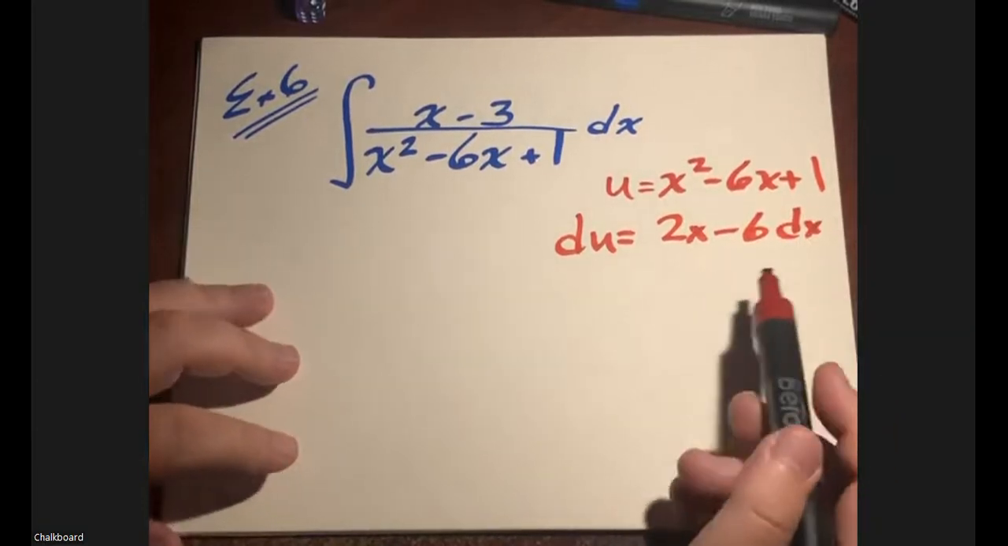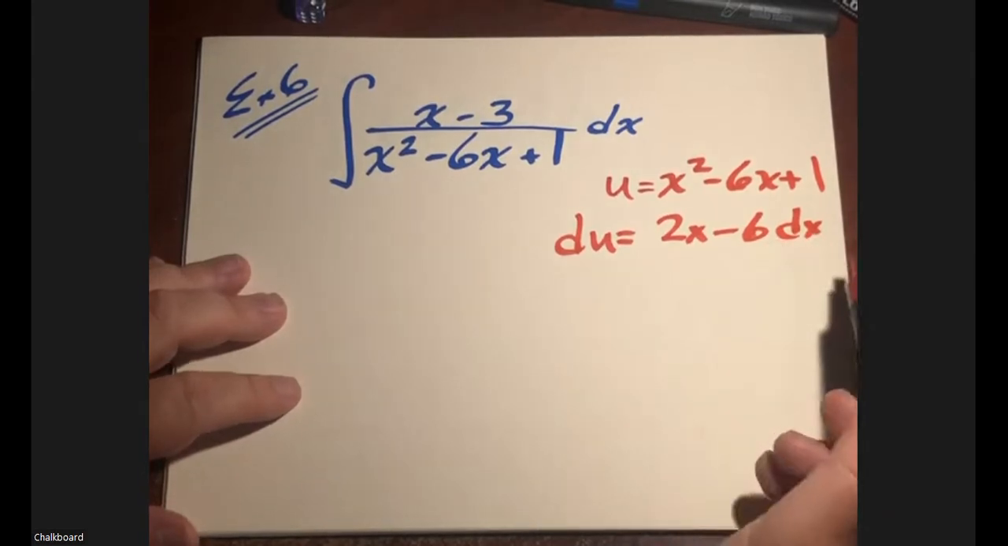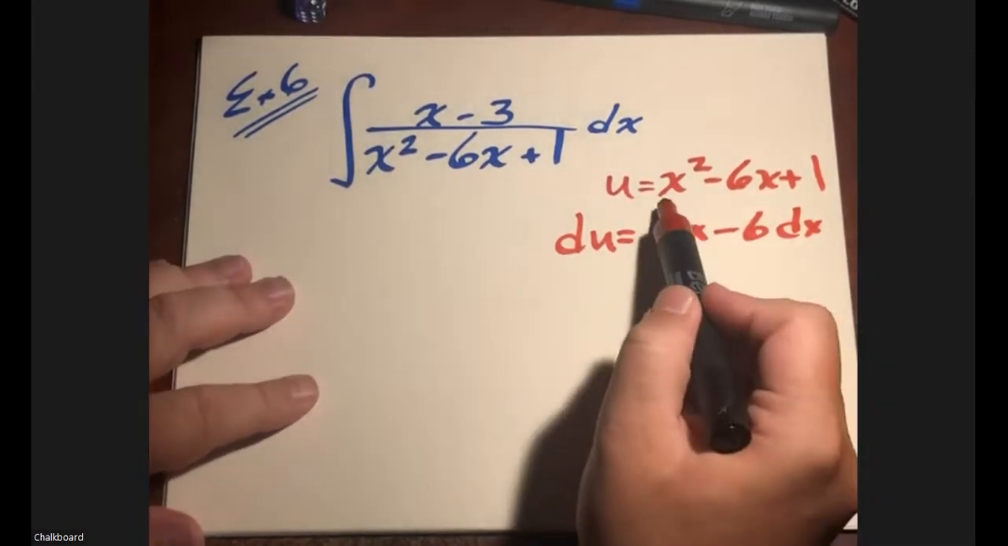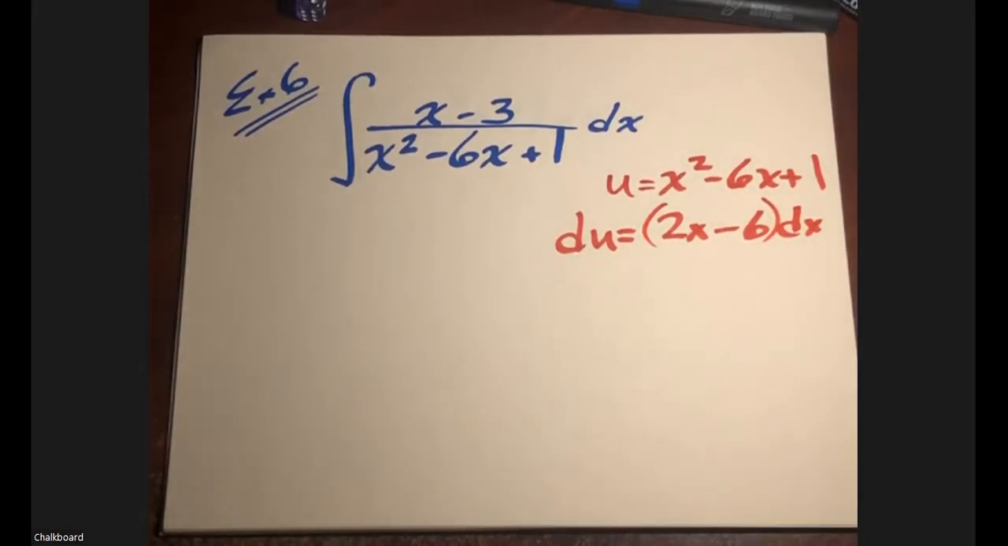Now, a word of caution when you're writing. If you have something like this, you don't mean dx times just -6. You mean dx times this whole quantity. You have to use parentheses there. If you don't, you're going to be a little bit off.